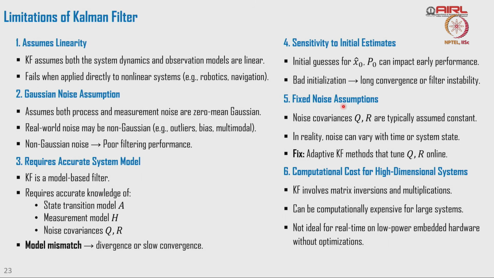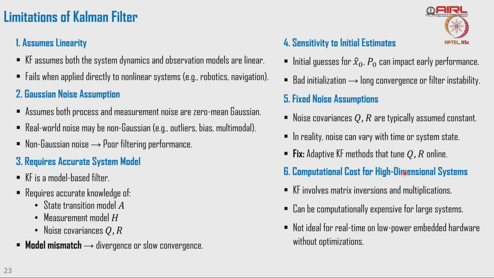Fifth is the fixed noise assumption. Noise covariances Q and R are typically assumed constant. In reality they are not constant, right. Noise varies with time as well as system states. One fix we can bring in is adaptive Kalman filter methods that tune Q and R online.